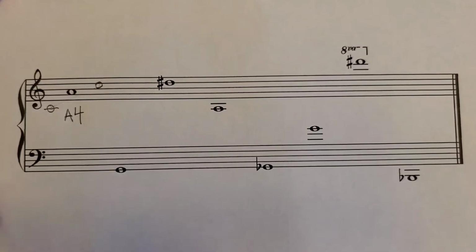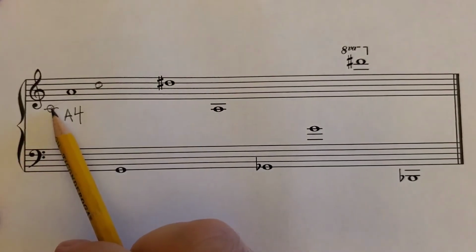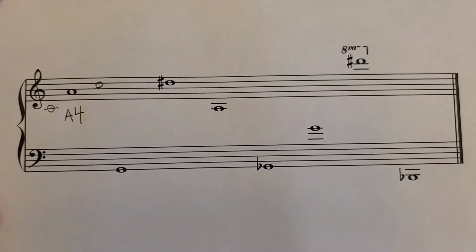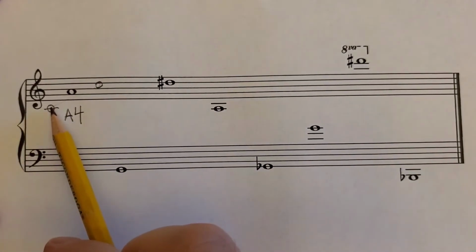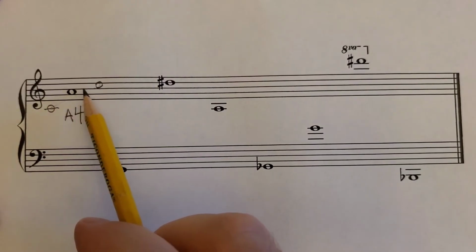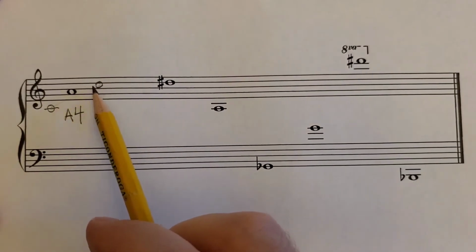So remember, every note from this C all the way up to the next C is in the octave of 4. So this would be C4, D4 is here, E4, F4, G4, A4, B4, and then C5.